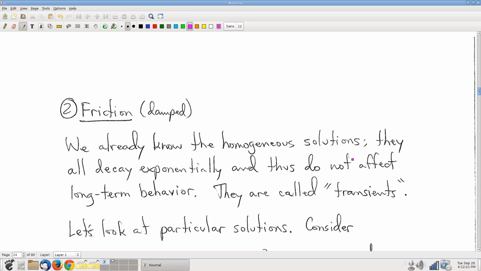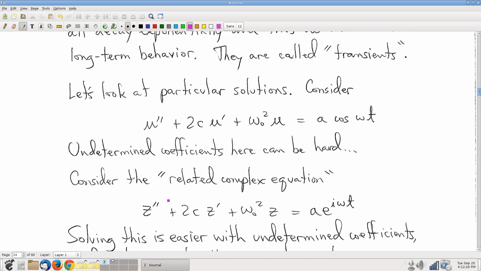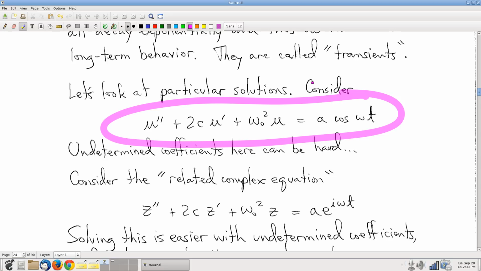Okay, so if we're interested in the long-term behavior of the solutions to this differential equation, we just need to look at the particular solutions. So we just need to find a particular solution to this differential equation. And we have a method for this. We have undetermined coefficients, and you're welcome to do that, I suppose. The problem is this can be hard in some cases, and certainly in related cases it's definitely hard.